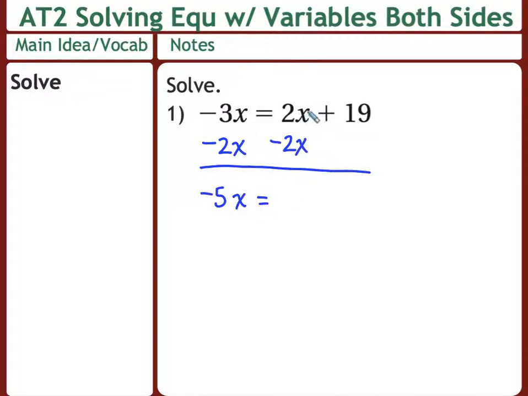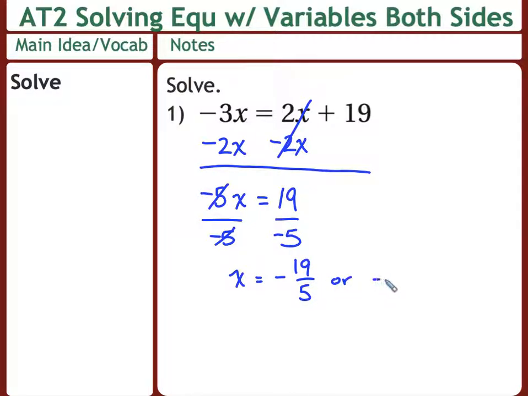A 2x and negative 2x, that cancels to 0, and all I'm left with on the right is a positive 19. Now I'm going to isolate that x by dividing both sides by negative 5. So then I'm left with x is equal to negative 19 fifths, or if you want, you could write that as a mixed number, negative 3 and 4 fifths.